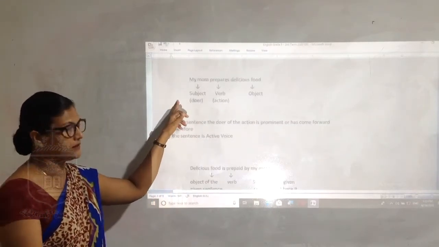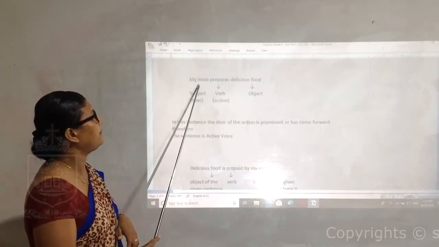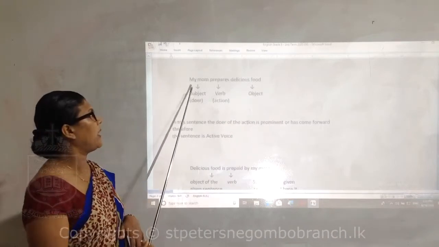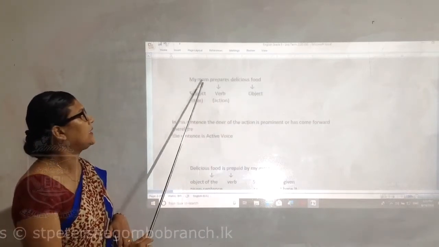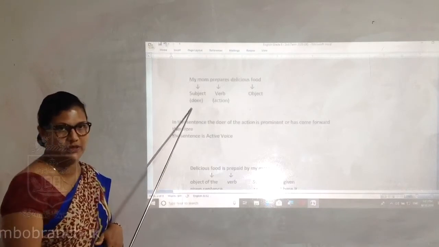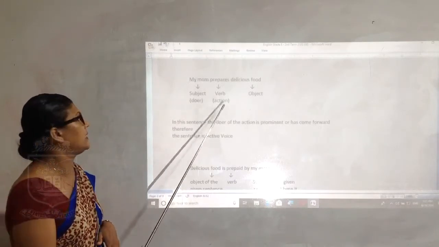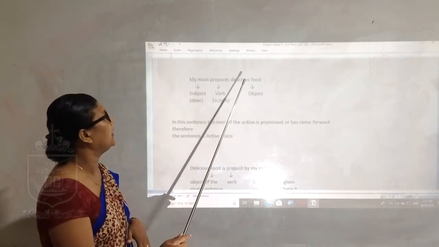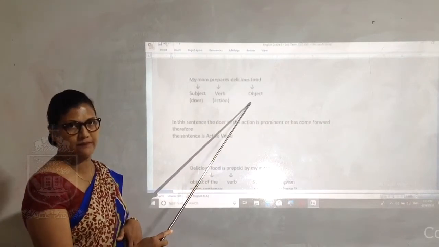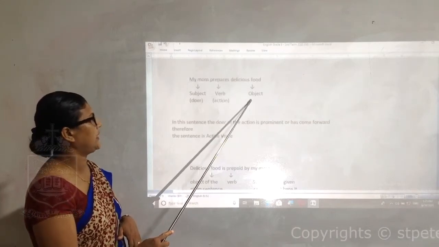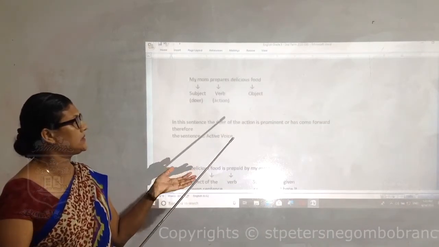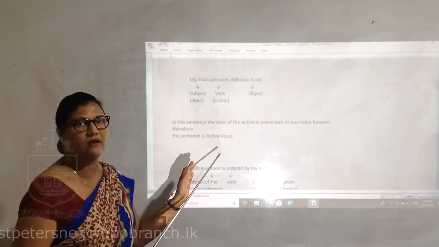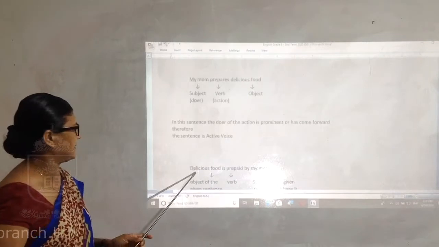Look at this sentence. My mom prepares delicious food. Here, my mom is the subject or the doer of this sentence. Prepares, the verb or the action. Food, object. Food is the object. So, when you turn these into passive, you need this object at the beginning of the passive sentence like this.